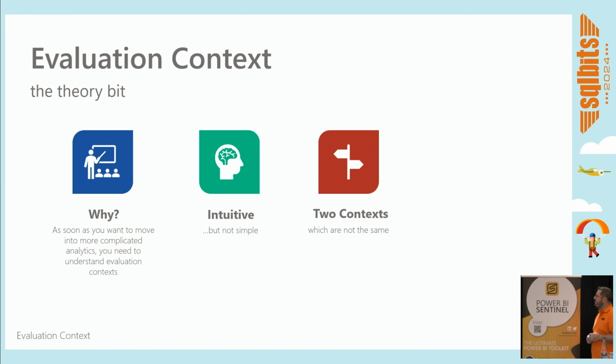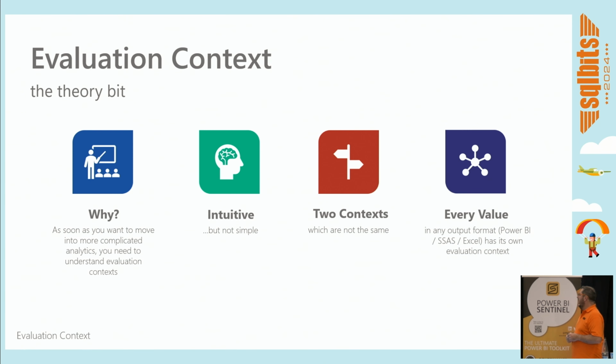Okay, so back to our theory. There are two contexts. They are different from each other, but in every execution we have both of these contexts present. And then every single individual value in any output format, whether it's Power BI, whether it's a cell in Excel, anything, it always has its own evaluation context. And that's something that's really important to get your head around. And I'm going to show you that in a visual way in a second.